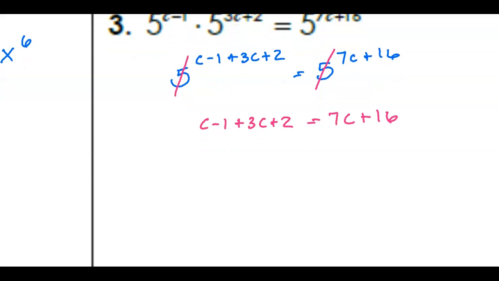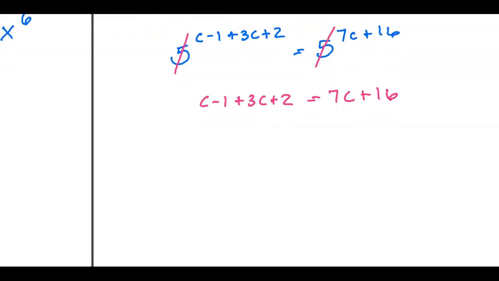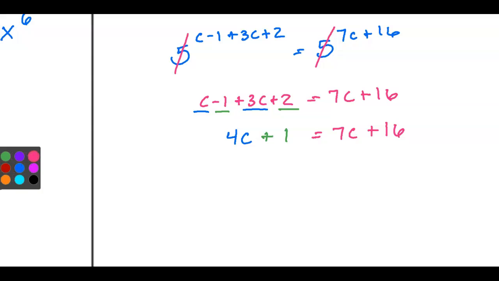What could I have already done technically? Combine like terms. It doesn't really matter when you do it as long as you make sure to do it. What like terms happen over there on the left? Yeah. The c and the 3c combine to be 4c. And the negative 1 and the 2 combine to be 1. So we have 4c plus 1 equals 7c plus 16. What do you think I'd do next?